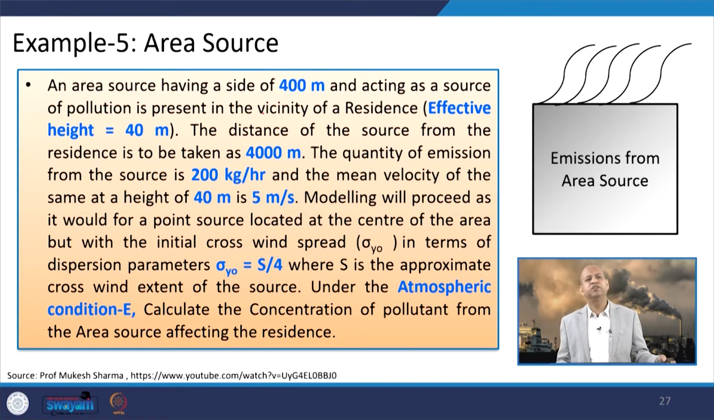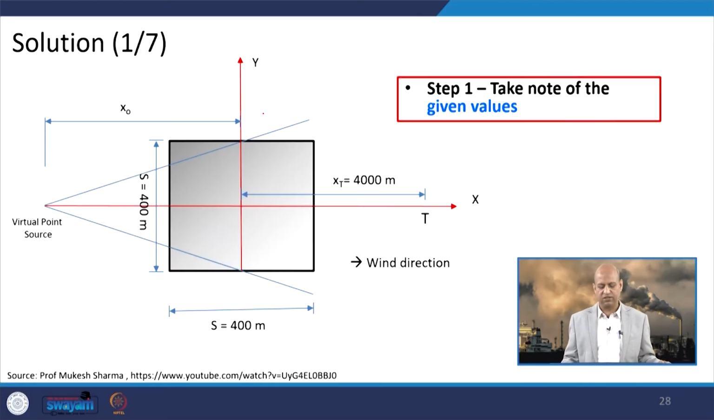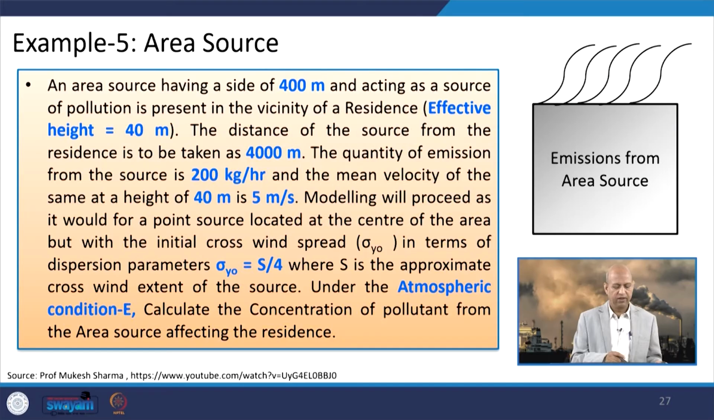Now, we come to the area source, and for area source we have seen that particular methodology where we assume a virtual point source. We convert area source into a point source kind of analogy, and we apply that relationship which we have discussed already. So, the same methodology we will use. So, what are the values which are given for the area source problem? This is the last example.